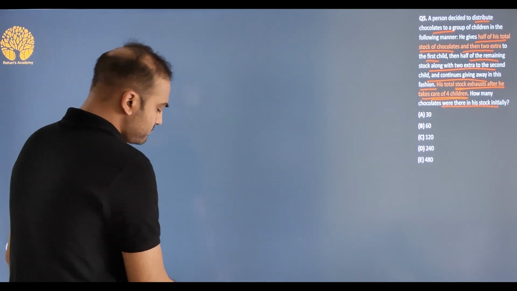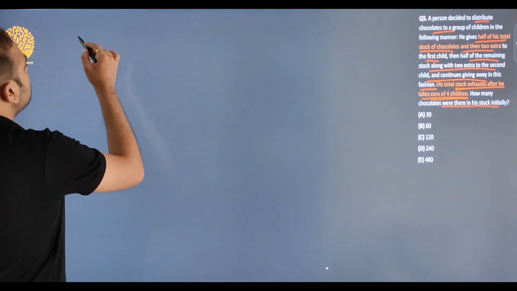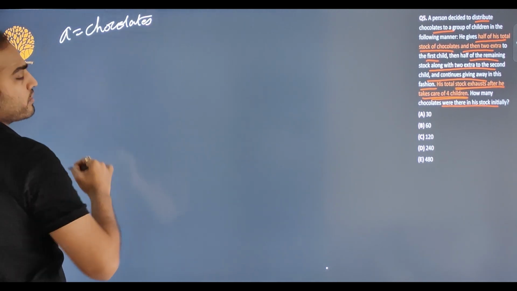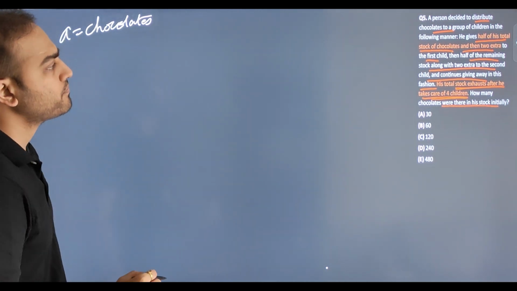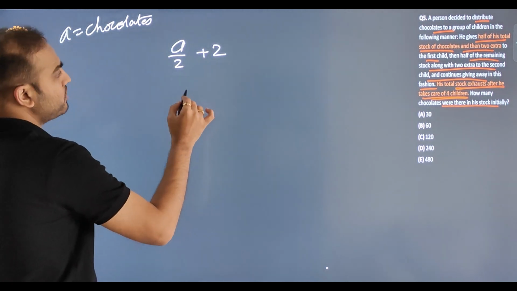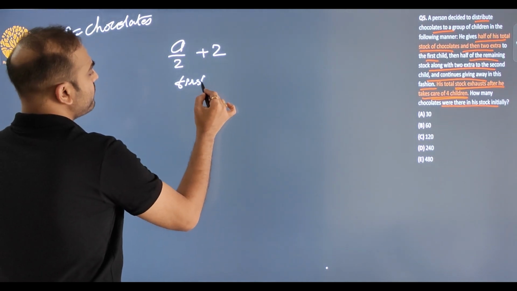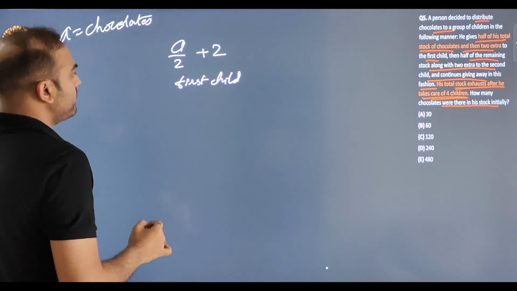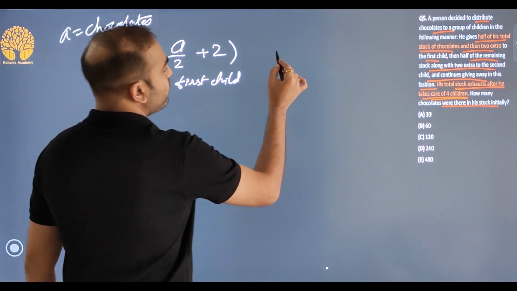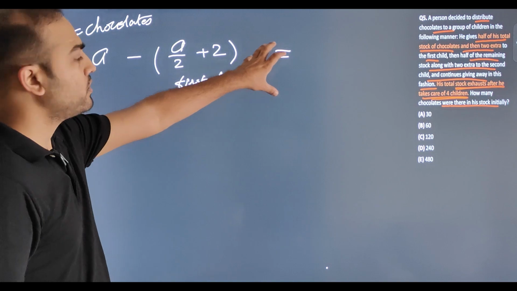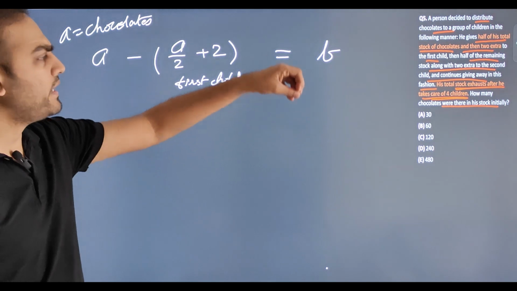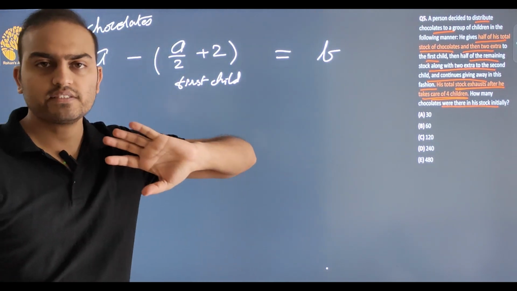Say, originally the person had A chocolates with him. Okay. Alright. Now what is he doing? He is giving half and then 2 extra to the first child. Right? He had A. He gave away these many to the first child. So what is left? Right? Some value will come. Let that be B. Okay, I don't want A and all. Let that be B. Okay, so B chocolates are left.